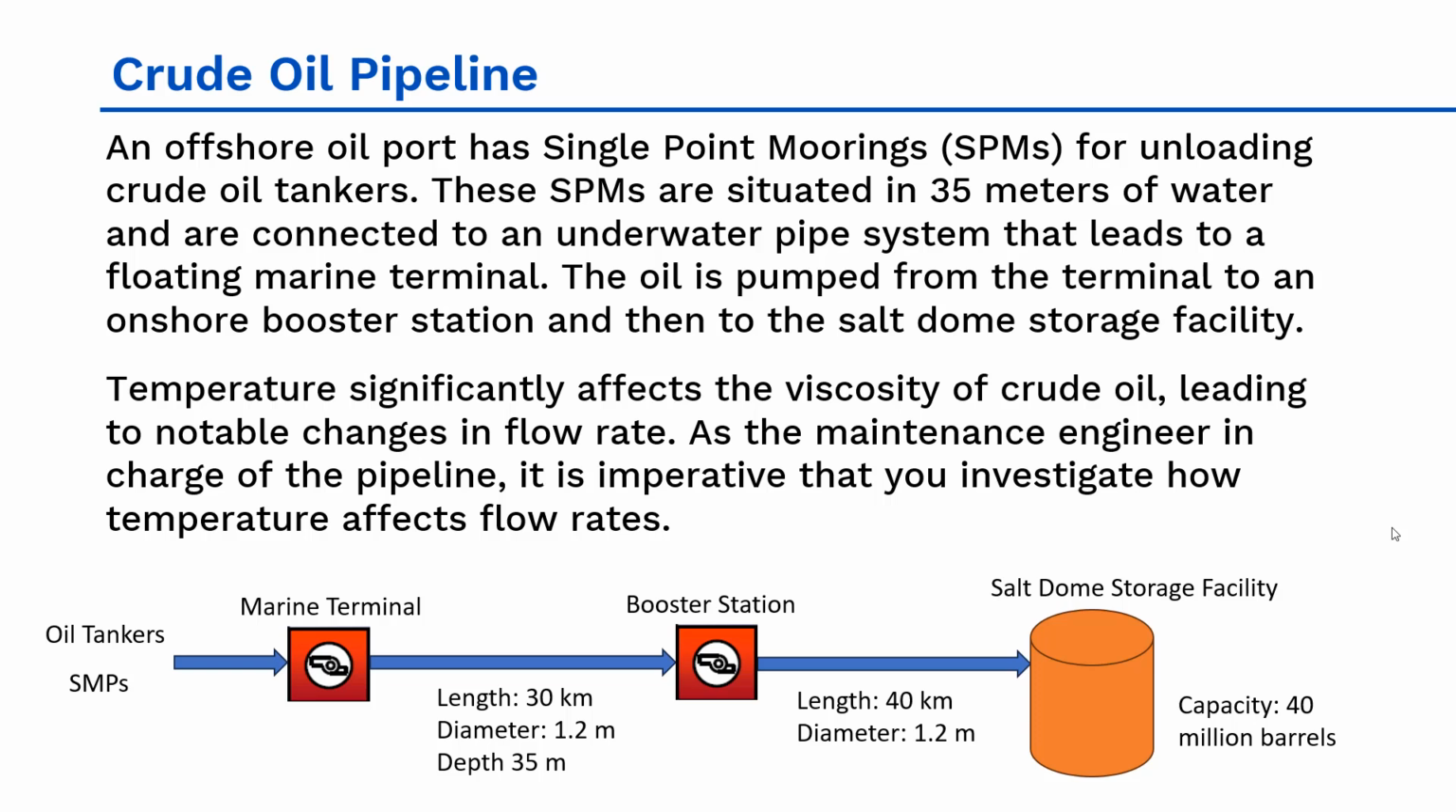In the previous part of this video, I already talked about how to model a pipeline for crude oil that is schematically shown at the bottom of this slide, where the oil from tankers is delivered to a marine terminal floating on the sea level and then sent out through the pipeline at a depth of 35 meters below sea level toward the booster station on land, and from the booster station transported to the salt facility.